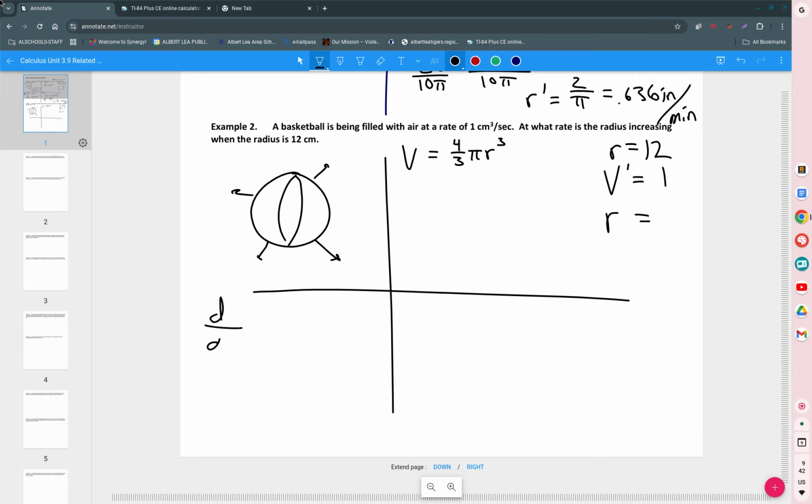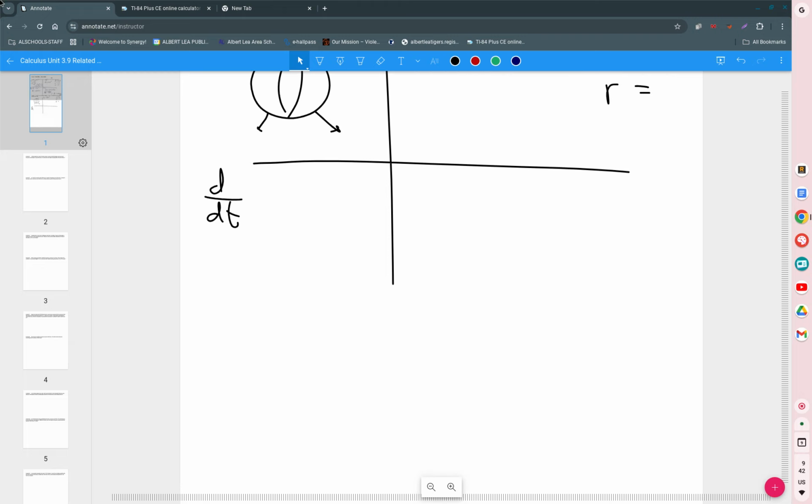I will take the derivative with respect to time of this shape, okay? So volume equals 4 over 3 pi r cubed. The derivative of volume with respect to time is v prime is equal to, I drop the 3 in front, and that just becomes 4 pi r squared r prime. So v prime is 1 equals 4 pi. What is the current radius? 12.